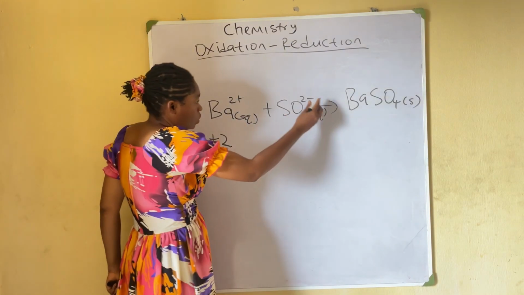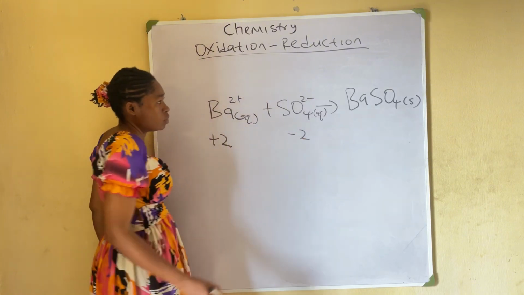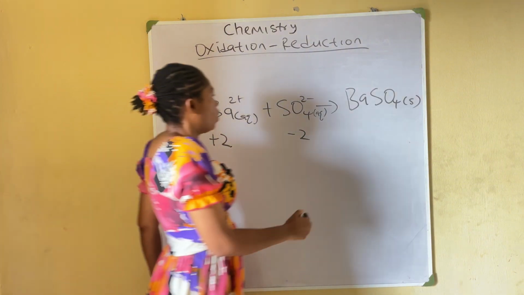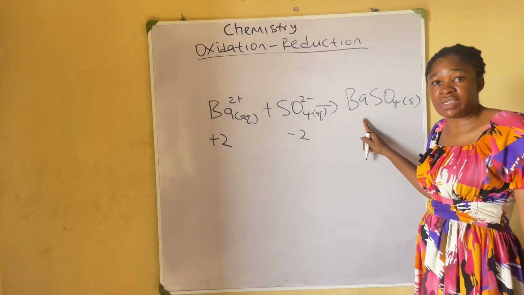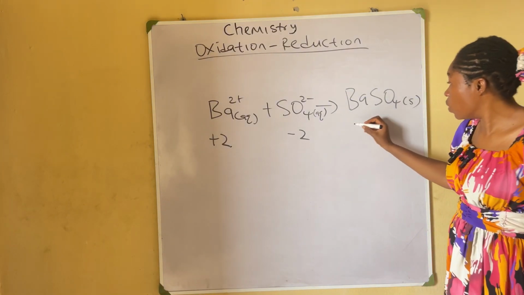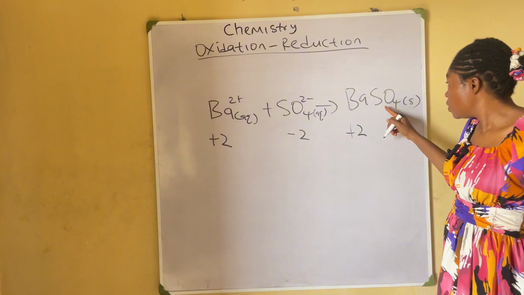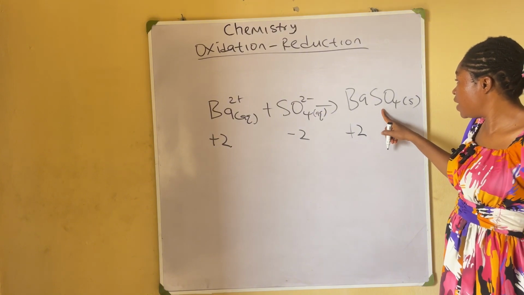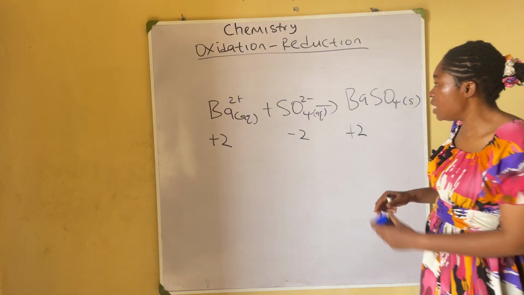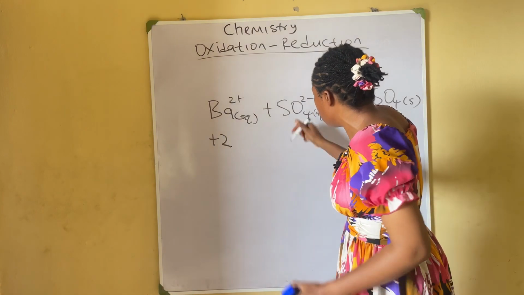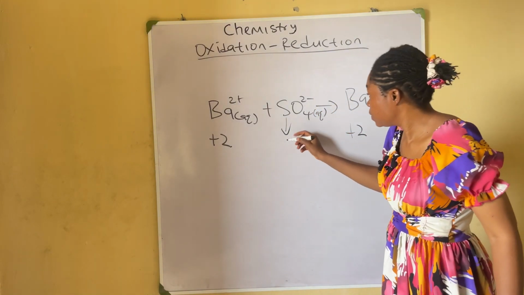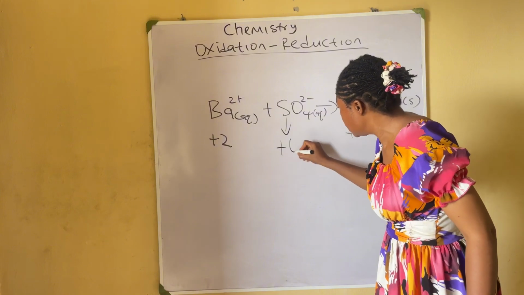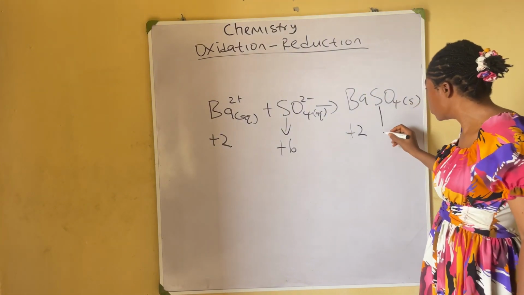Sulfate ion is what? -2. If you check it, it gives you what? +2. Okay, let me use something better. Let me use sulfur here. The oxidation number of sulfur in this radical is what? +6. If I check sulfur on the other side, I also have what? +6.